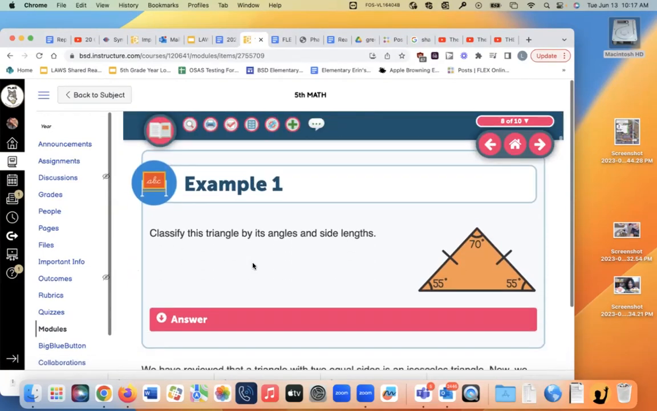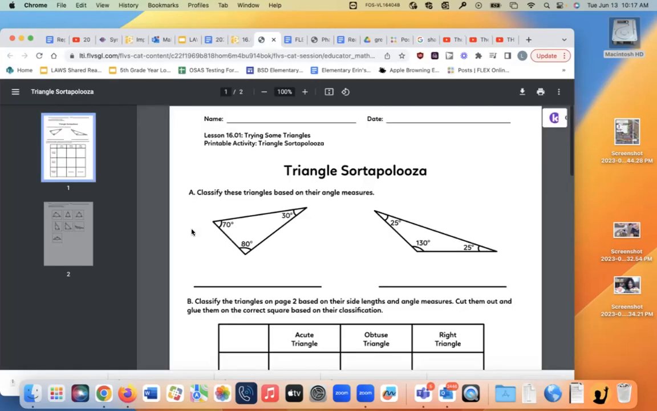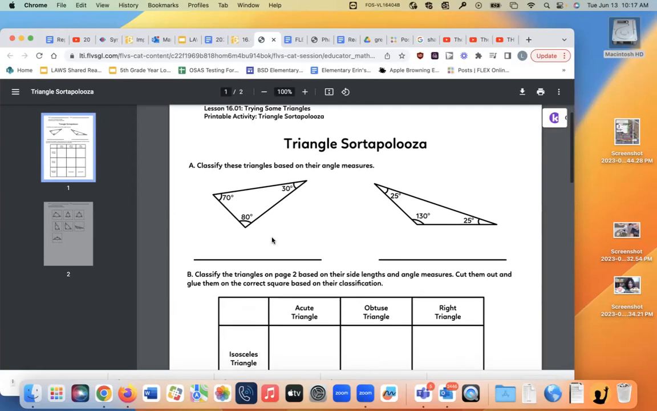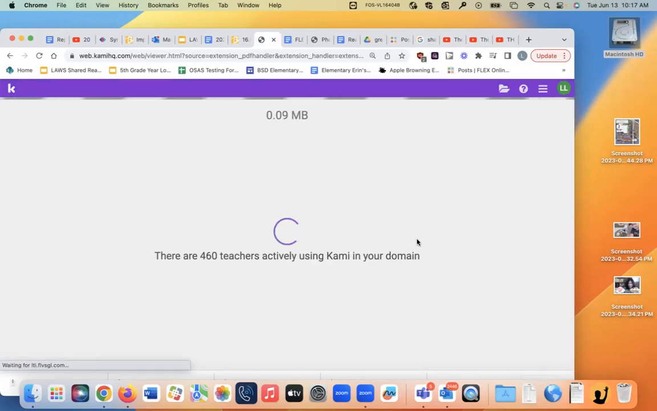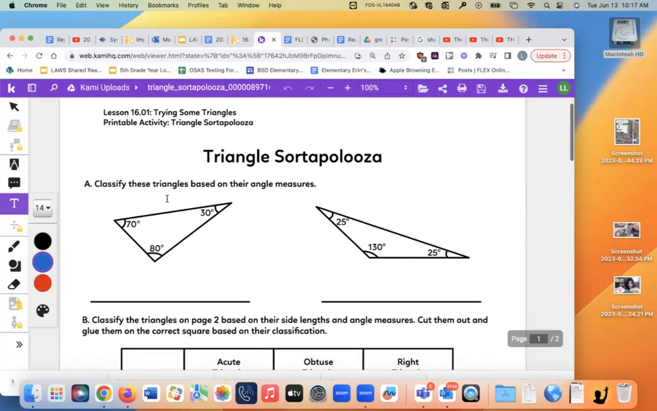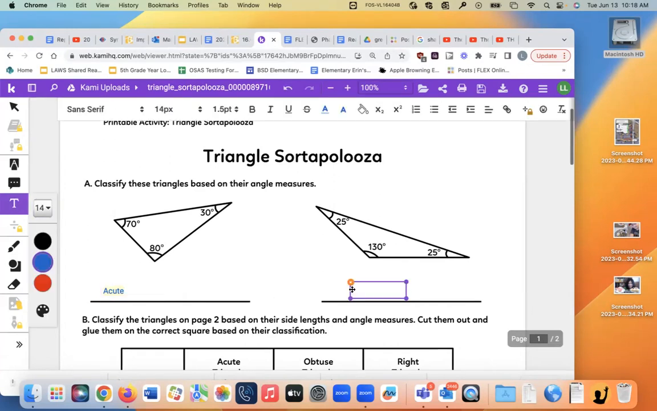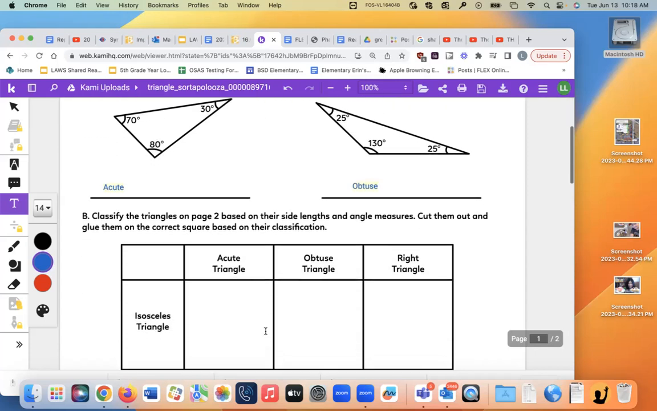But let's look at the exercise here. Try it, and let's try it a little bit. So this is the Triangle Sortapalooza. I recommend you go to this because it will help you a little bit with the rest of it if you give it a try. It says, and you have this in your book, classify these triangles based on their angle measurements. So this one, you're just doing the angles. All three of them are less than 90 degrees. So they're cute little angles. This one has a big wide angle. So it is a fat angle or an obtuse angle. Remember, the cute ones are the little ones, the obtuse are the big ones.